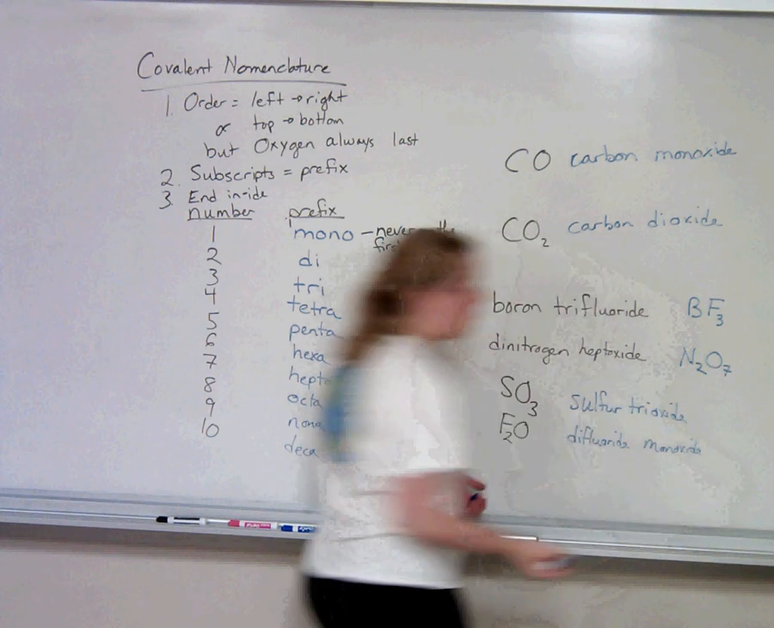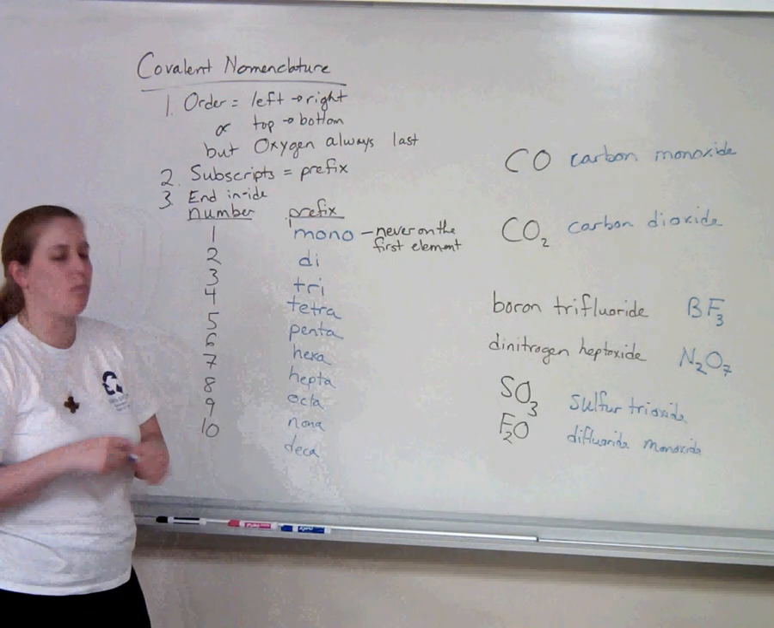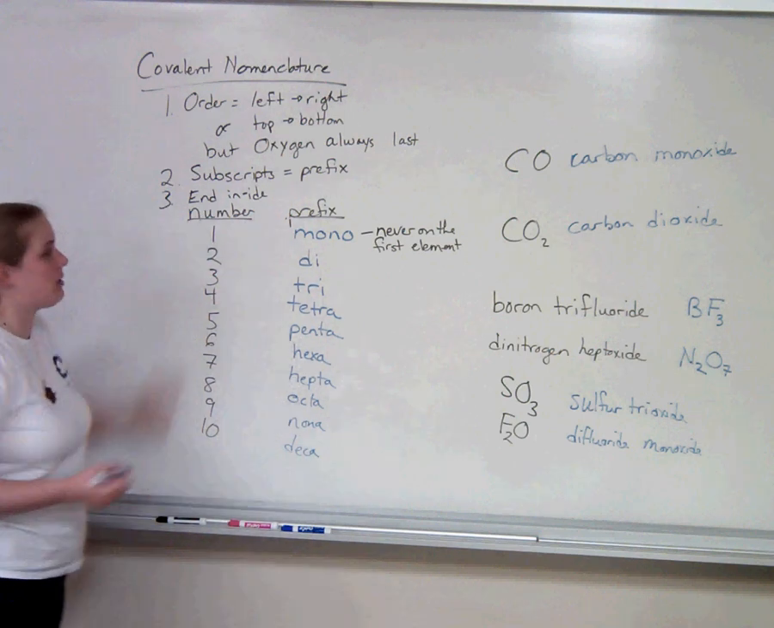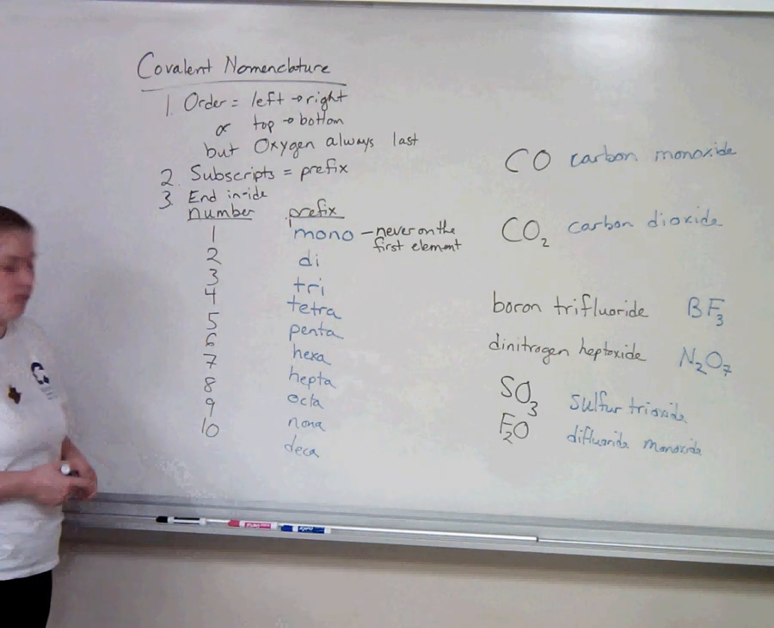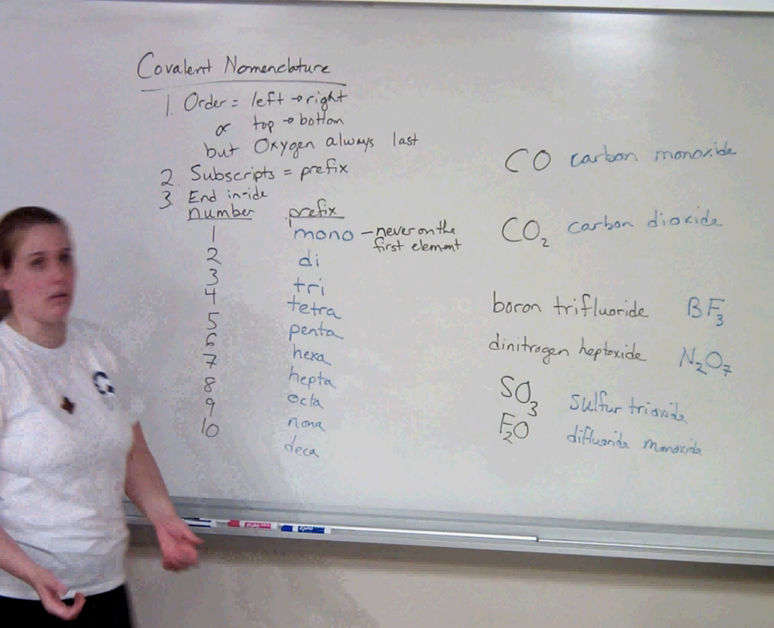So naming covalents and writing formulas for covalents is wicked easy. You just have to memorize this list of prefixes. There is no math involved. It is one of the easiest things, and we're going to practice in class next time.